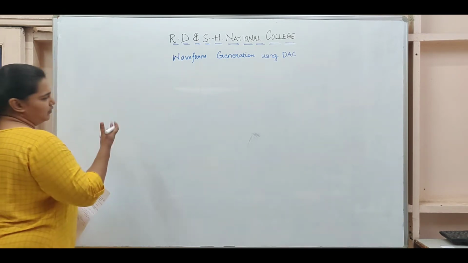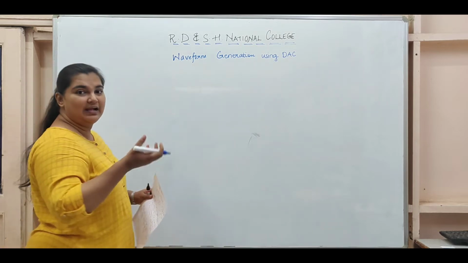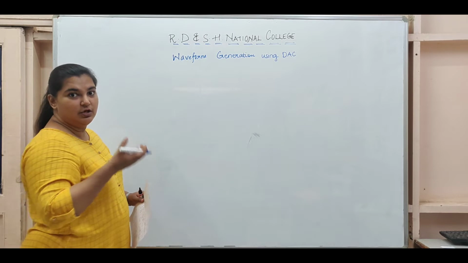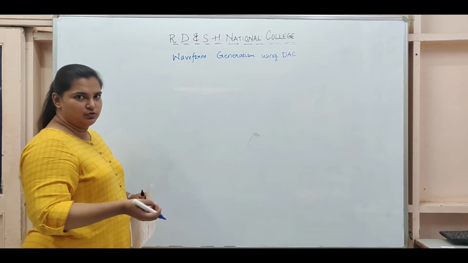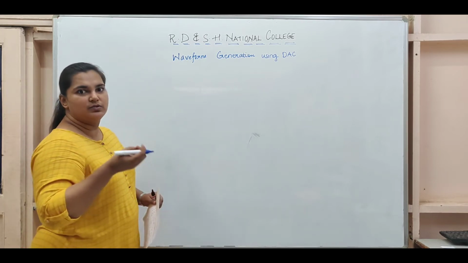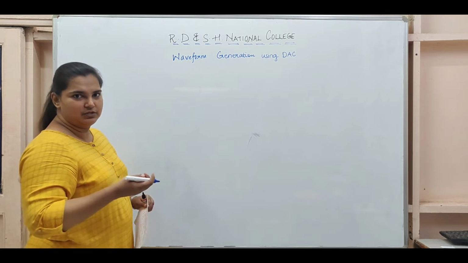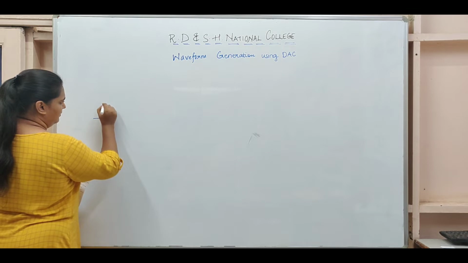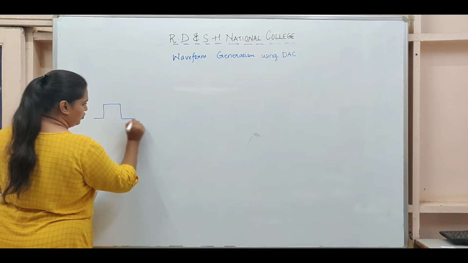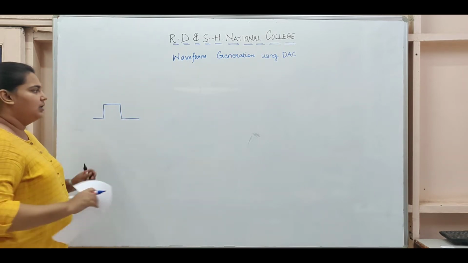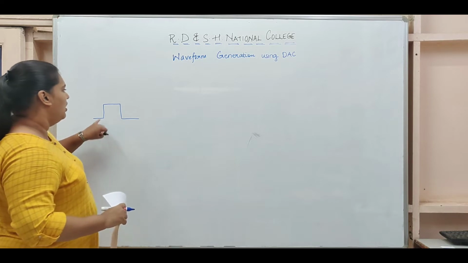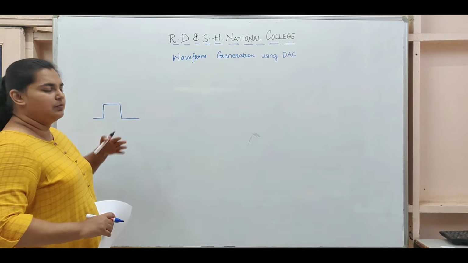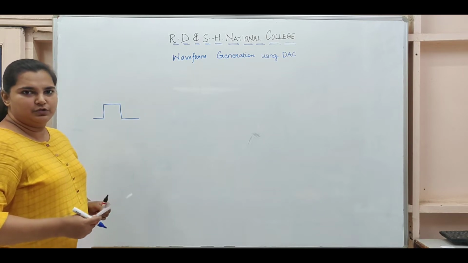For a square wave, the DAC itself will take digital inputs. These digital inputs have to be given from a source. In our case, our source is the 8085 microprocessor. For a square wave, we have a ground level and a high level, so our digital inputs to the DAC have to be low and high. These low and high inputs will come from the 8085 processor.